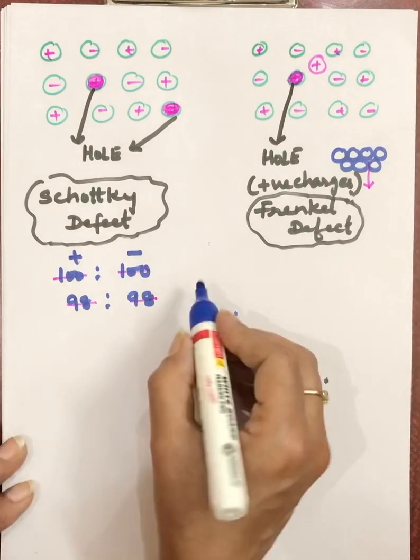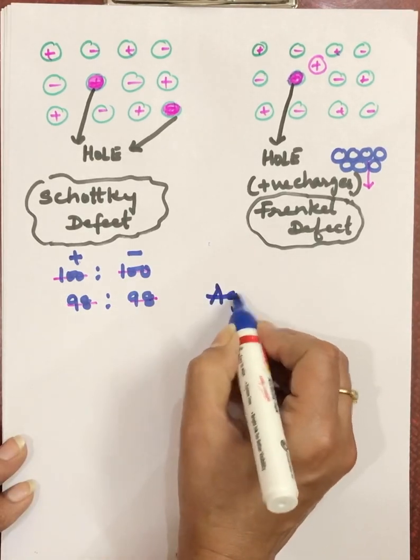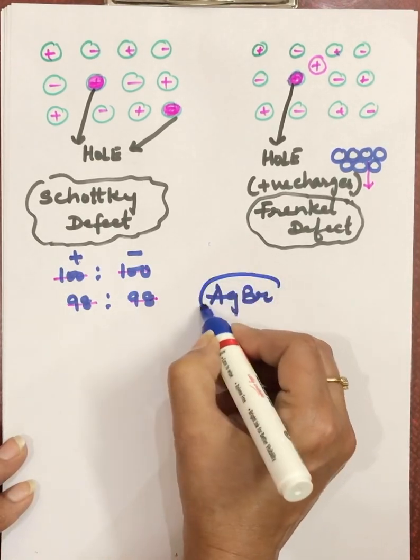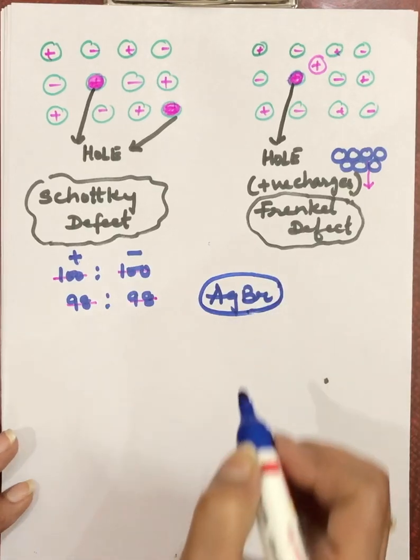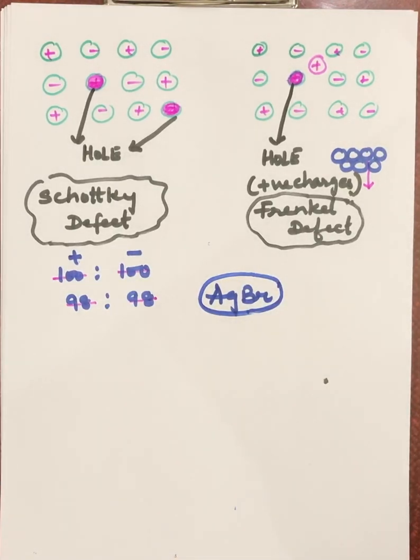There's one example that we have to learn, AgBr. This compound shows both the defects, Schottky as well as Frenkel defect.